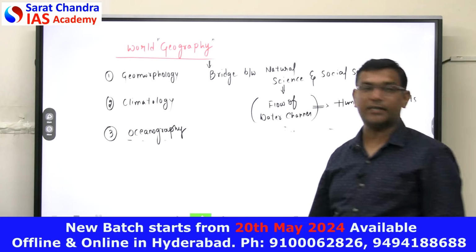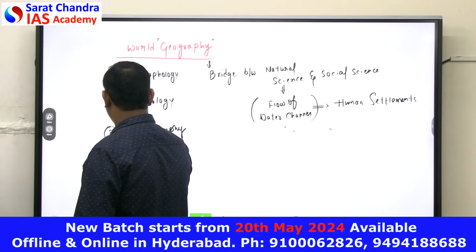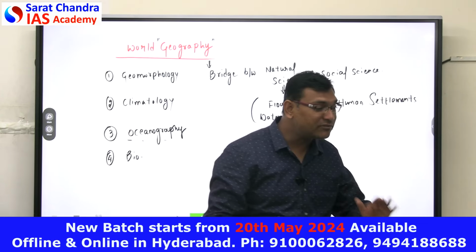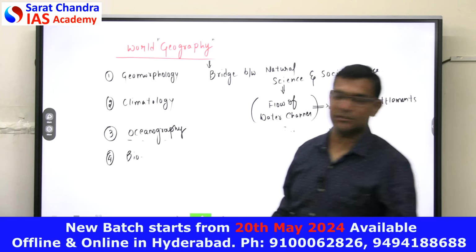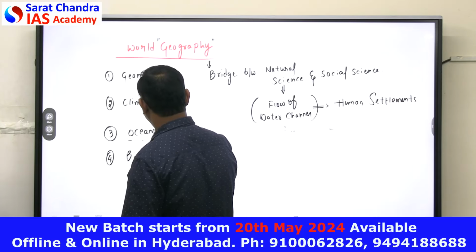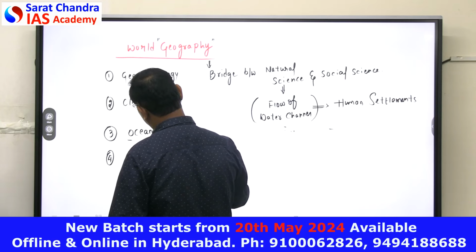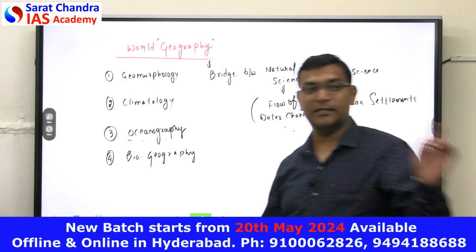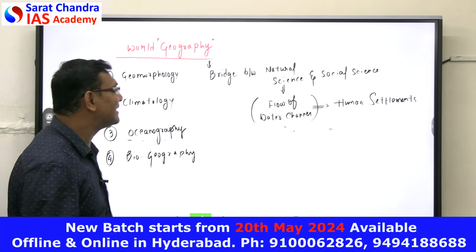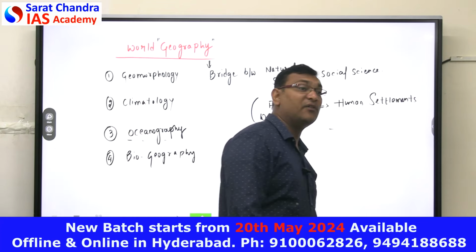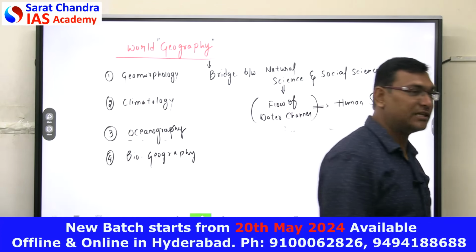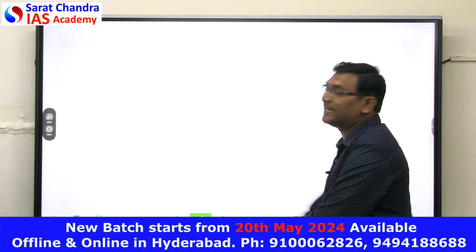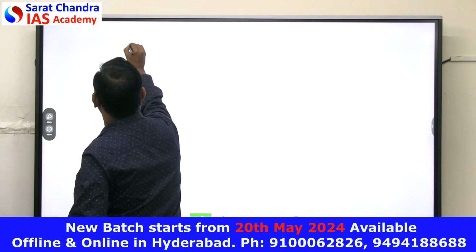Is it clear? Right? And then we have the fourth one, biogeography. About the plants, animals, as well as your soil conditions. Point clear? Any doubts? This is related to world geography, world physical. It is only physical. Right? Then we have India, Indian geography.